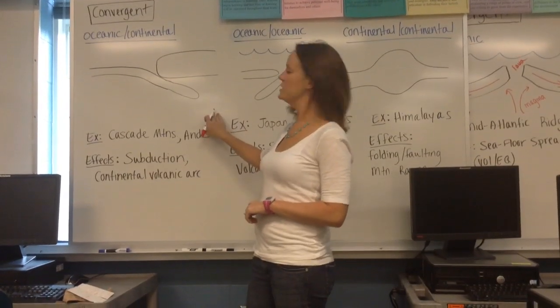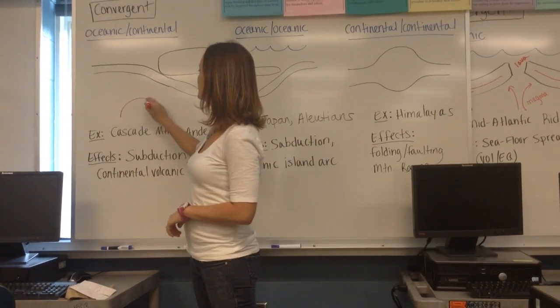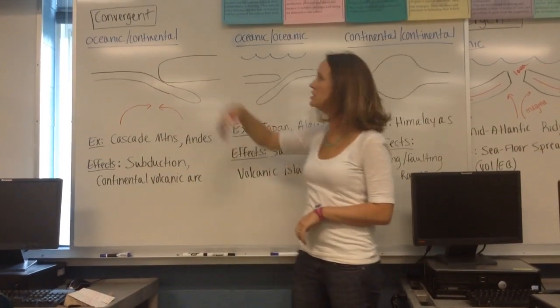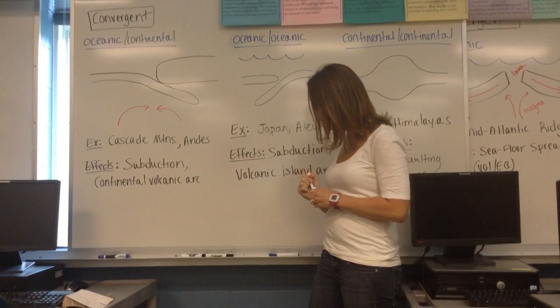When the convection currents from Earth's interior are converging, we get a convergent boundary. The first one we're going to look at is Oceanic Continental.